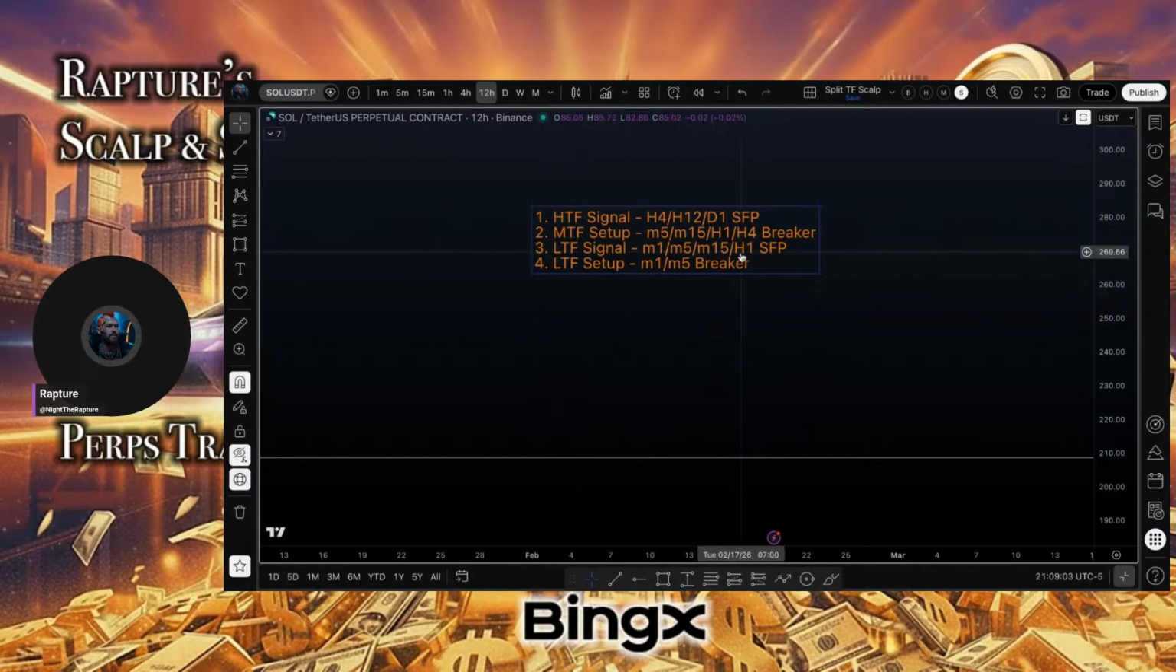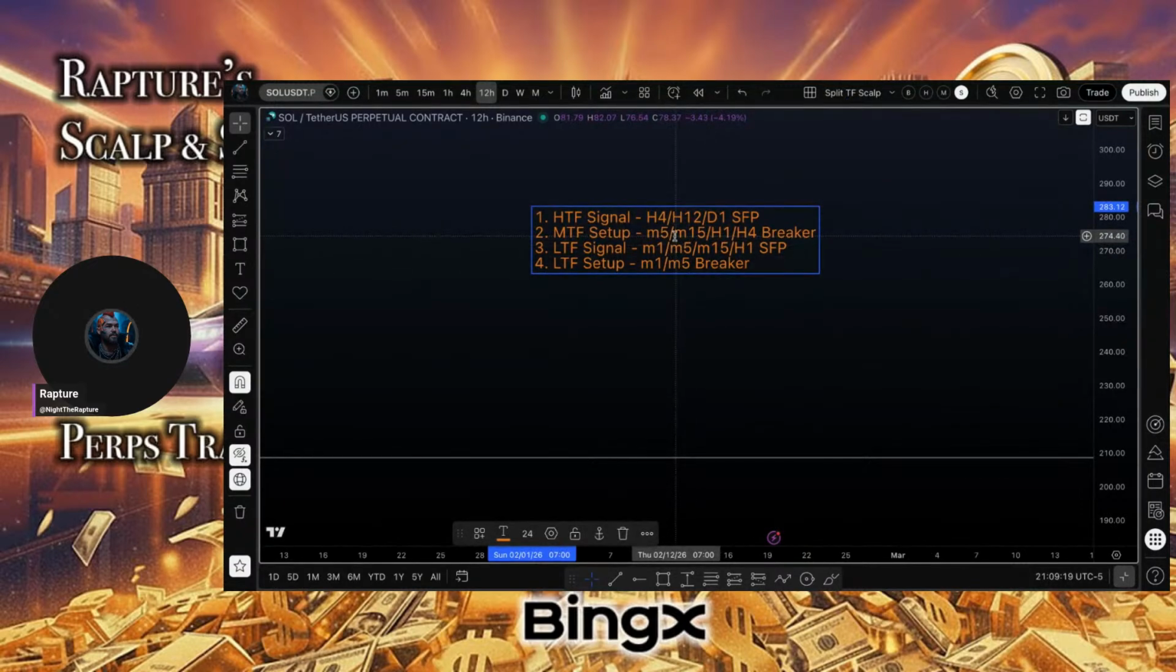So this is your inception list, right? You get your high time frame signal. That's your high time frame level with either a sweep or an SFP into the level. And you get your mid time frame. I would even remove M5 from here. I would say this is more M15 and above, but sometimes M5 works. You get your low time frame signal within your mid time frame setup.